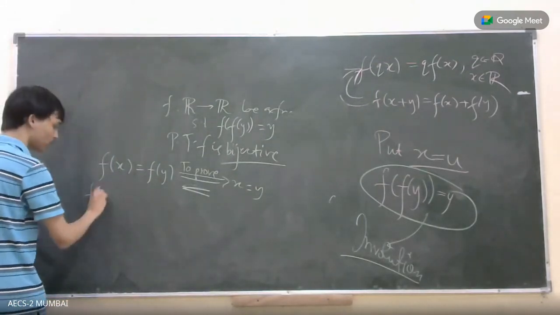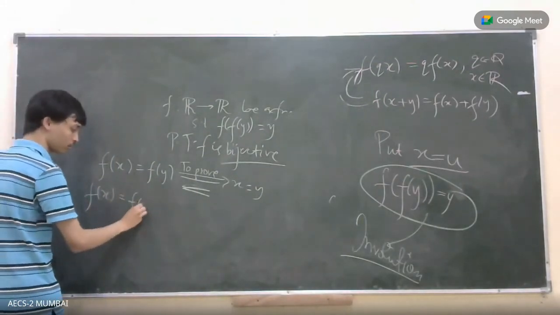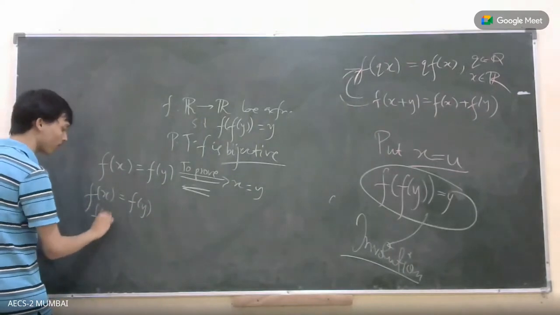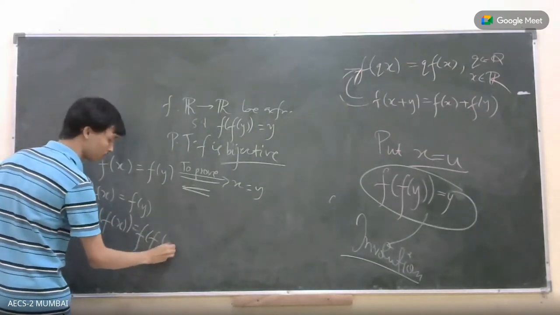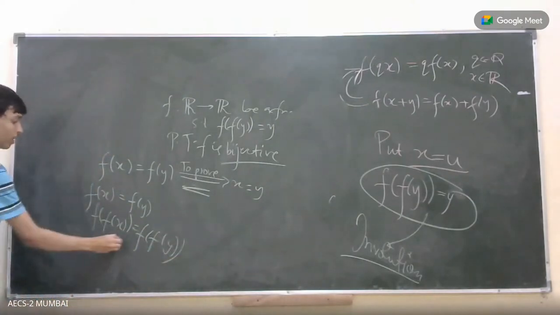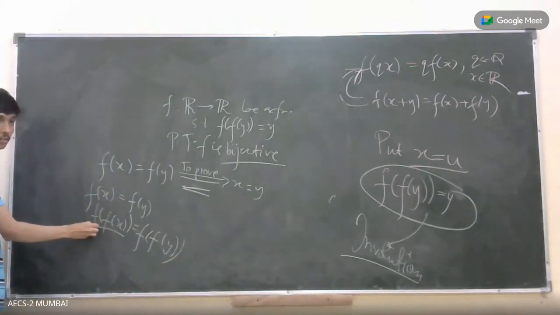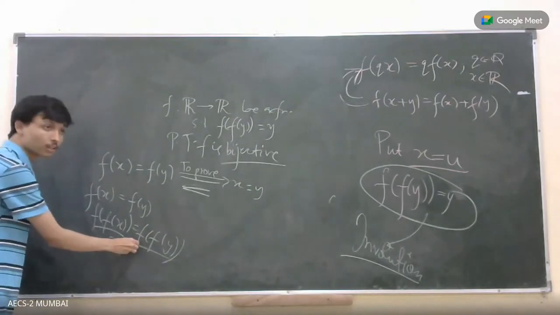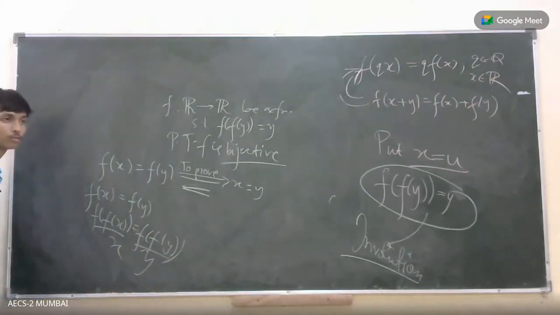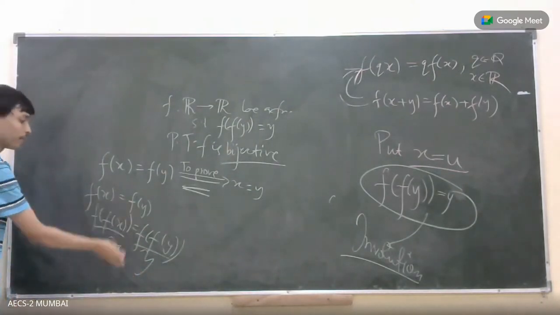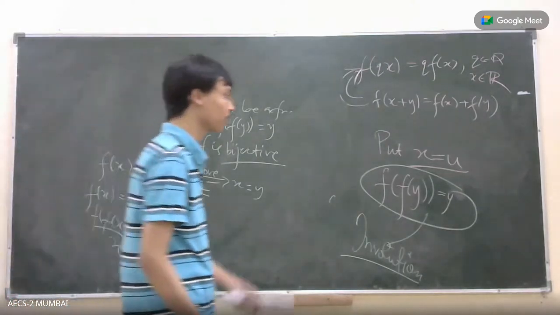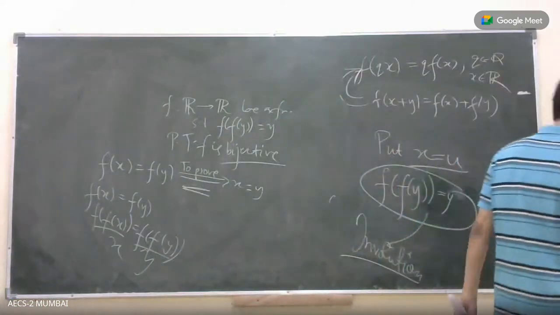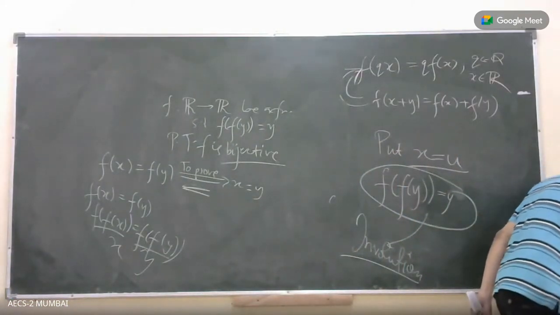Now you see, if f(x) equal to f(y), then f of f(x) equal to f of f(y). What is f of f(x)? x. What is f of f(y)? y. So f(x) equal to f(y) implies x equal to y. So f is injective. f is surjective also. Can anyone see why?